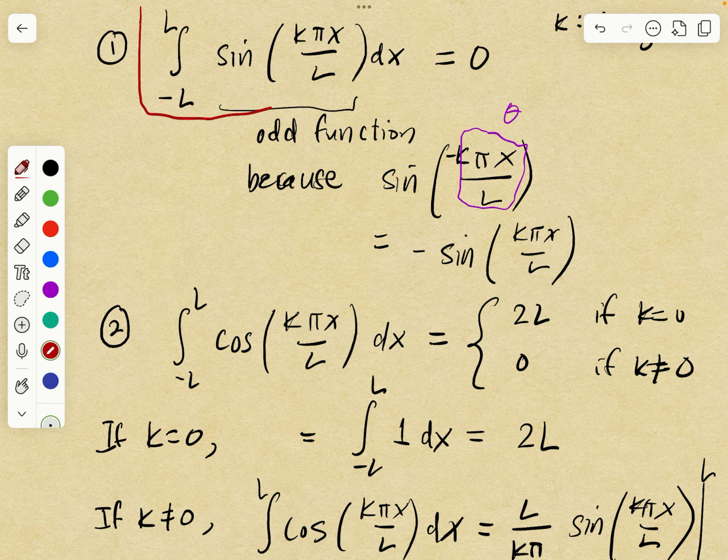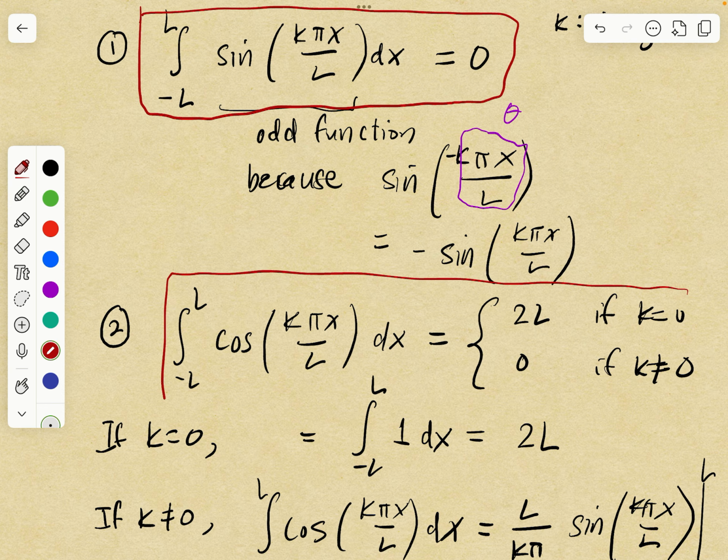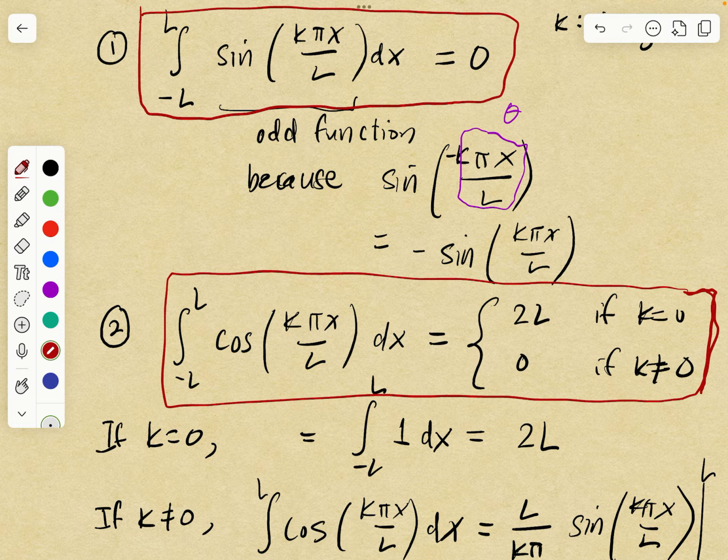So let's write this down. So we have this one and we have this one. These integrals are going to be important when we're talking about Fourier series. Okay, so these are the first two.